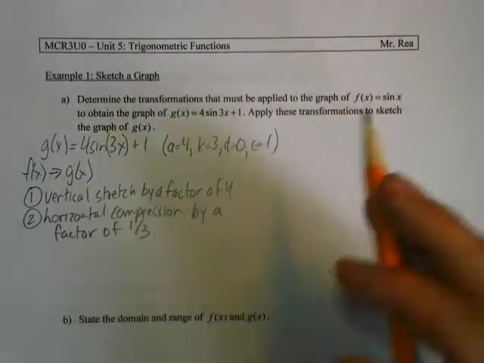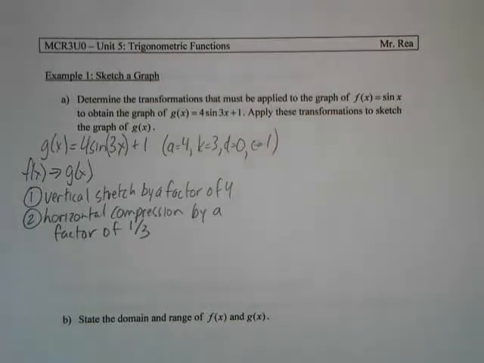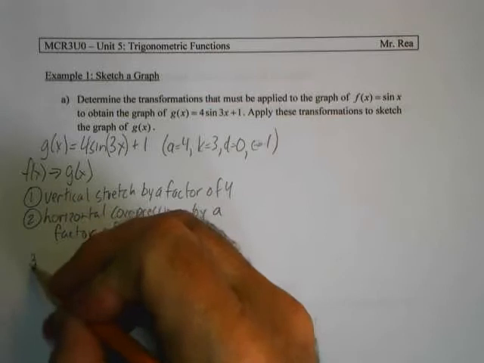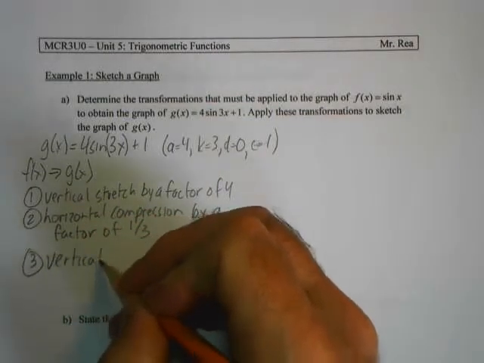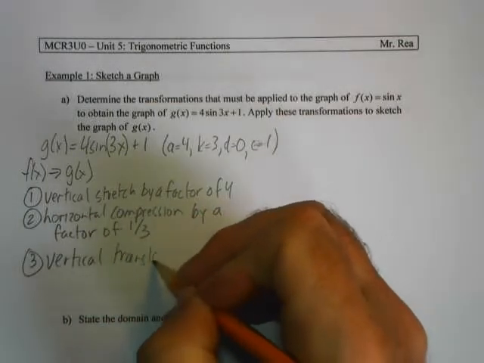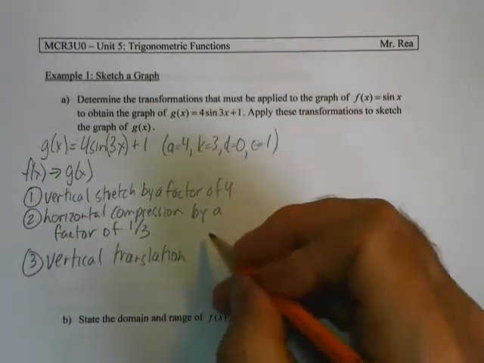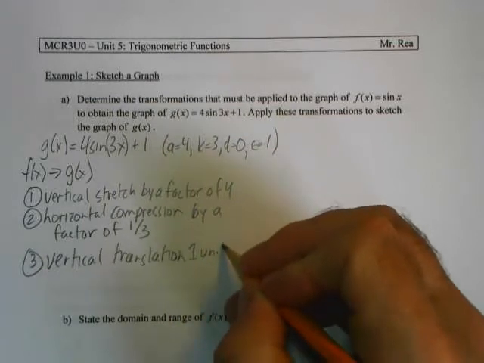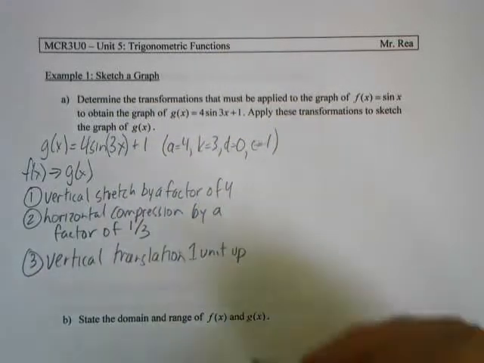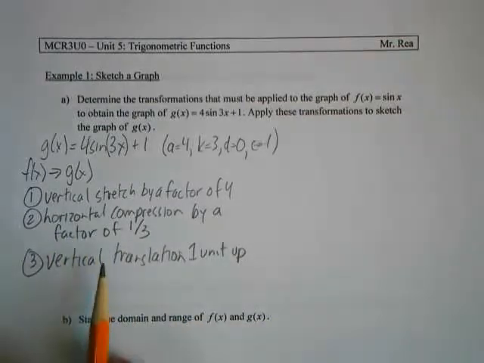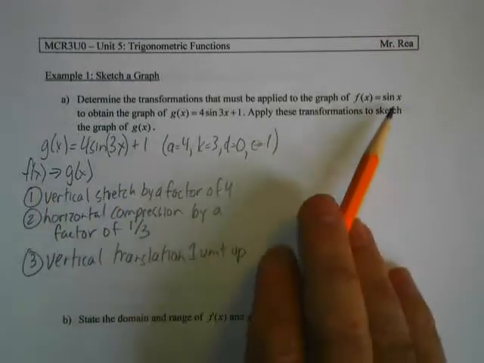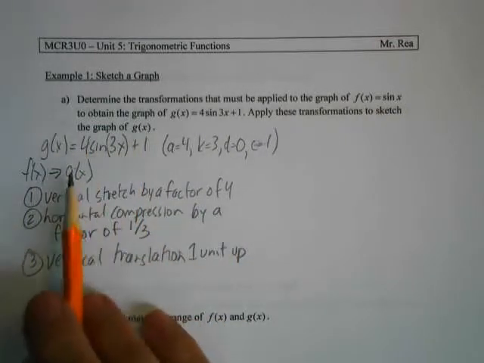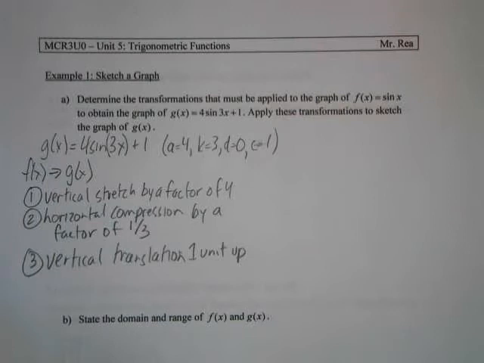The d value being 0 means there's no horizontal translation involved or phase shift. And c equals 1 tells us there's a vertical translation, one unit up. Okay, so those three transformations will turn the graph of f of x, which is just sine x, into our transformed graph for g of x, 4 sine 3x plus 1.